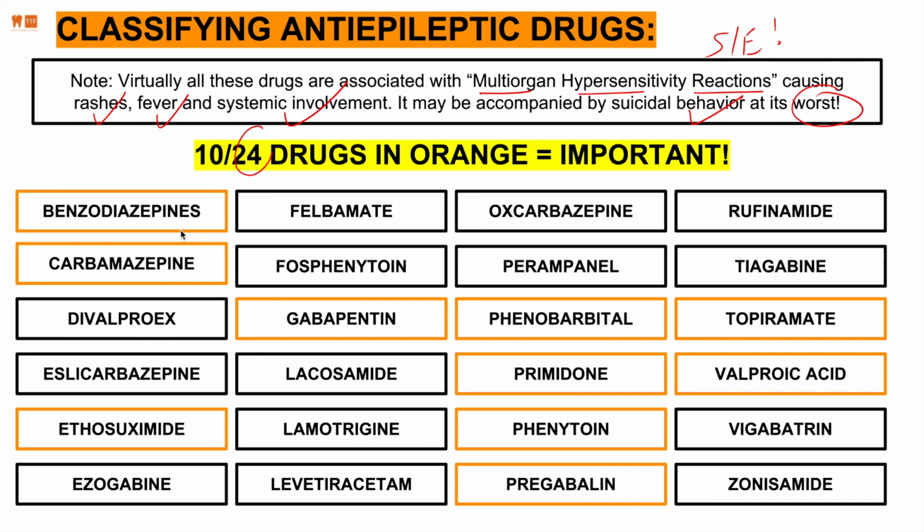There are 24 drugs in this list. But the 10 out of the 24 that are in orange boxes, those are the ones that we will discuss and they're important for today. That includes benzodiazepine, carbamazepine, ethosuximide, gabapentin, phenobarbital, primidone, phenytoin or phenytoin sodium, pregabalin, topiramate, and valproic acid.